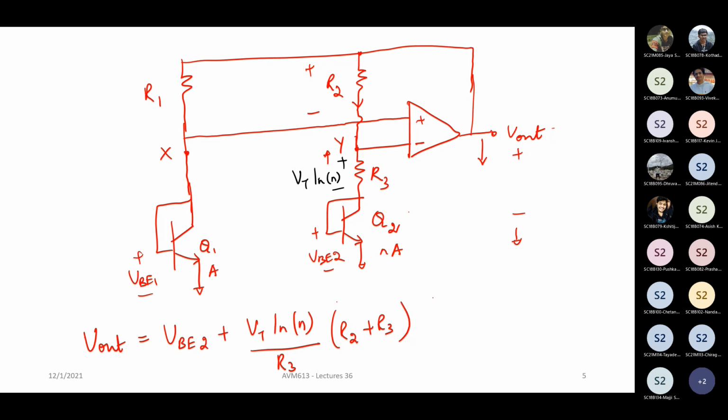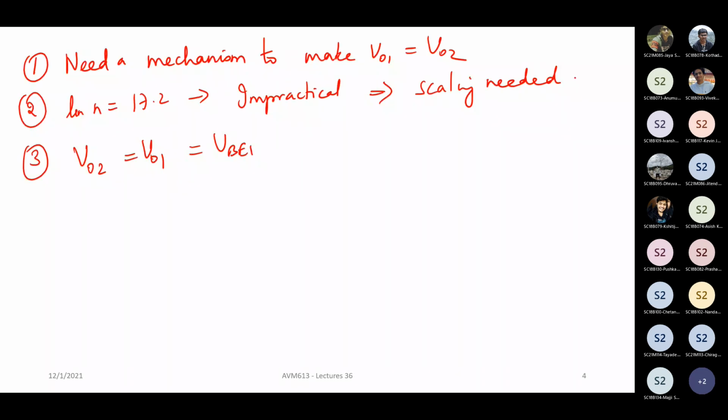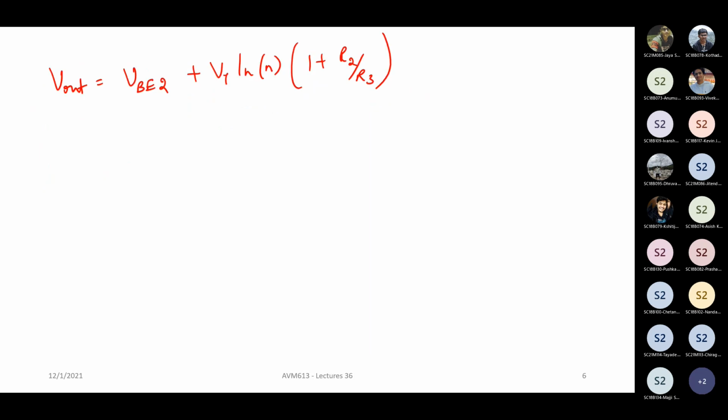And this op amp is going to make sure that these two nodes X and Y are going to be equal. So the first problem is solved. Now the second problem is you have this very large value of N that is required to make this voltage a zero temperature coefficient voltage. Right. Now let us see whether that problem has been solved.